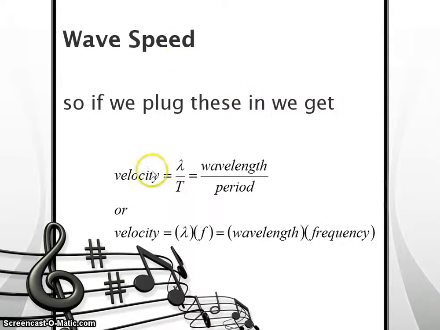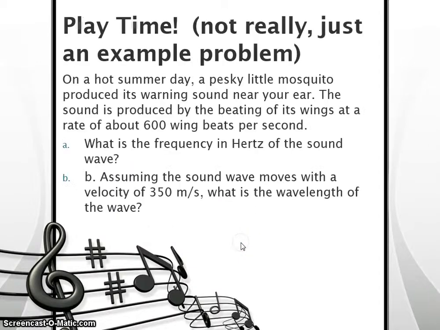So if we plug these in, go ahead and write this into your equation box. We get velocity is wavelength over period. Well, what's the reciprocal of the period? It's frequency. So we can multiply by the reciprocal of the period instead of dividing by the period. And we can get this equation. If you haven't already, go ahead and write that in your equation box as well.